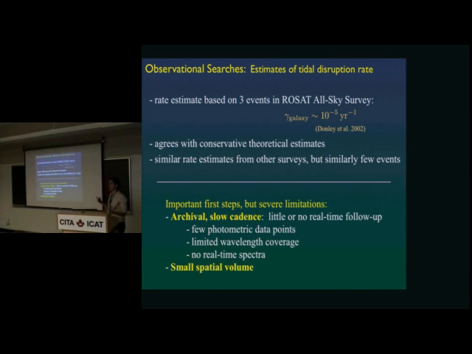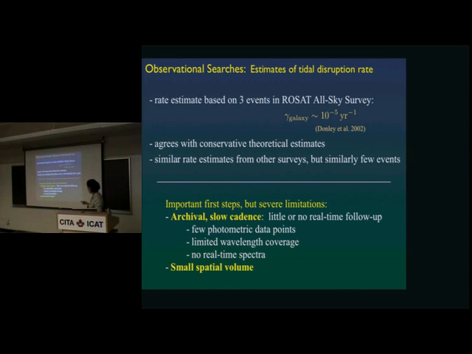Other surveys since then have made similar estimates of the rate, getting maybe 10 to the minus 5, maybe 10 to the minus 4 per year, but they're based on similarly few events. And so all this observational work has been very important first steps, but they really suffer from severe limitations.